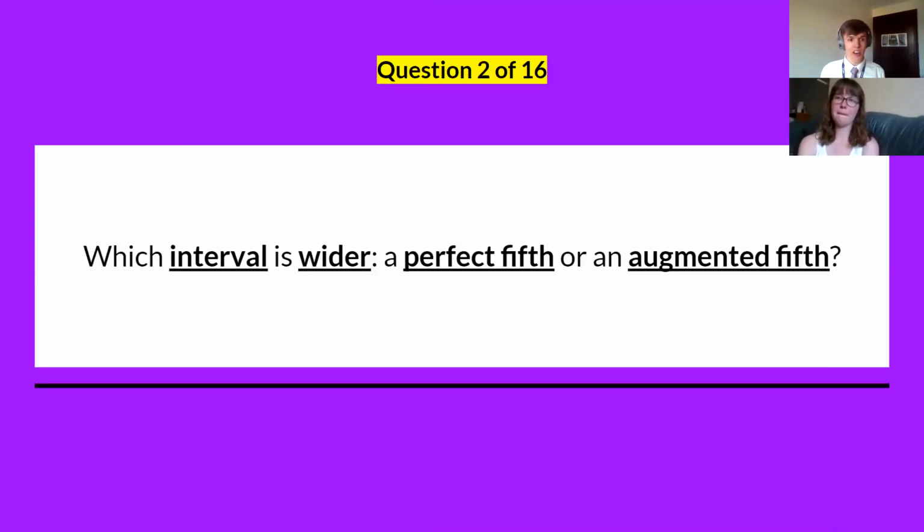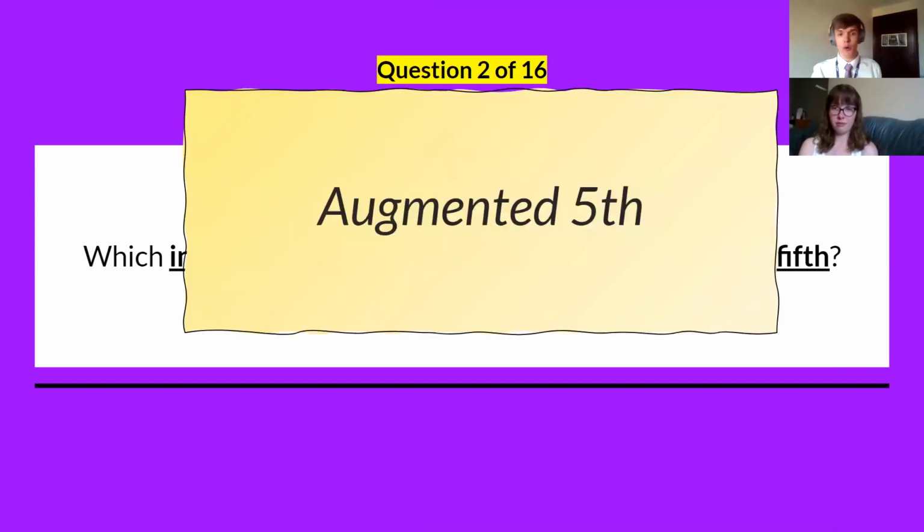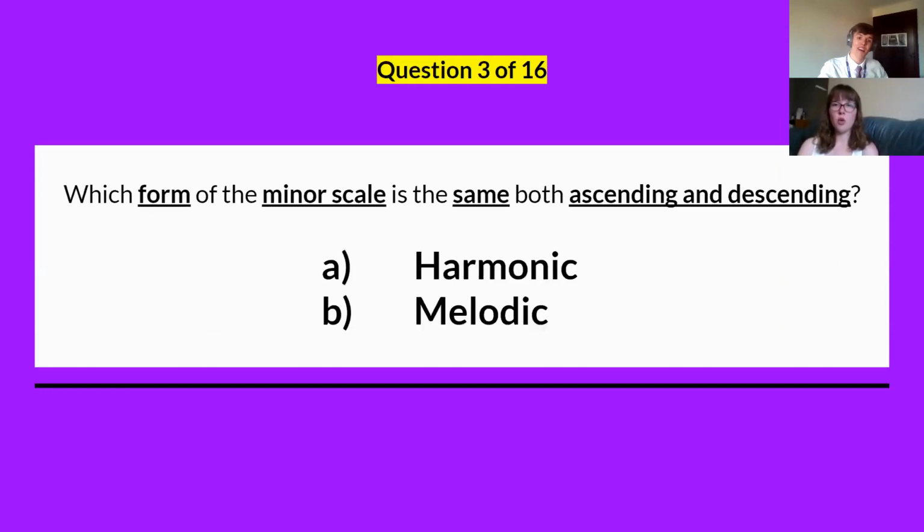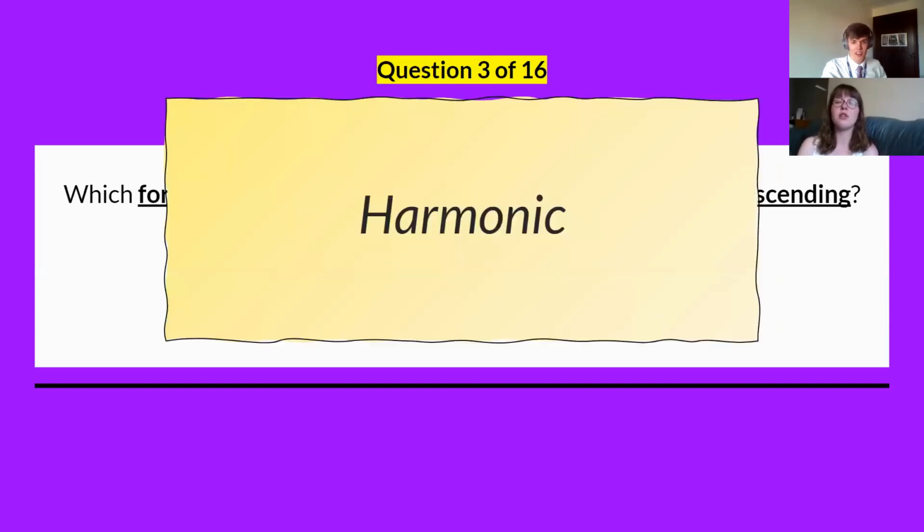Question number 2. Which interval is wider, a perfect fifth or an augmented fifth? It is, of course, the augmented fifth. Question number 3. Which form of the minor scale is the same both ascending and descending? It is, of course, answer A, the harmonic scale. So the melodic scale is when you raise the 6th and the 7th on the way up and have just the key signature on the way down. So melodic changes, but harmonic is always the same.